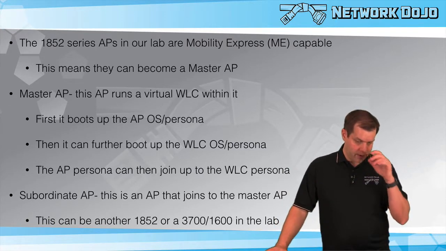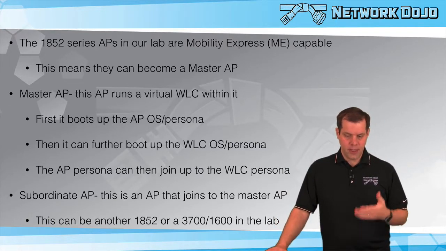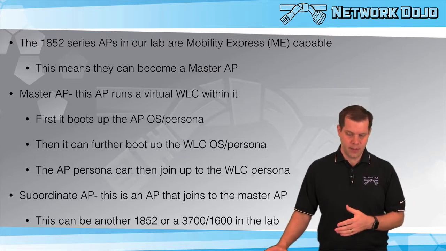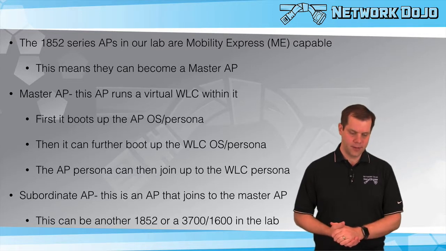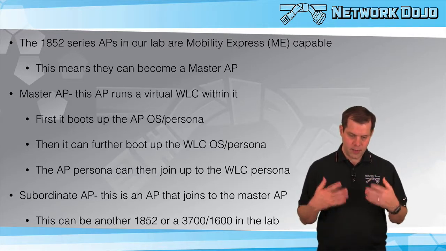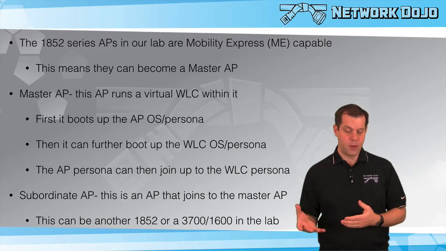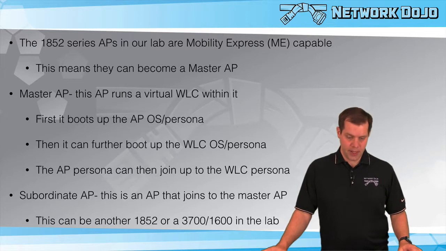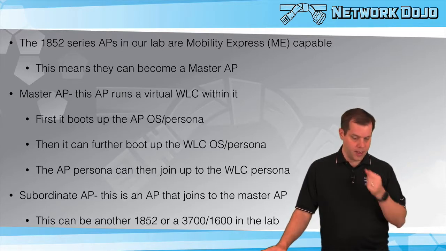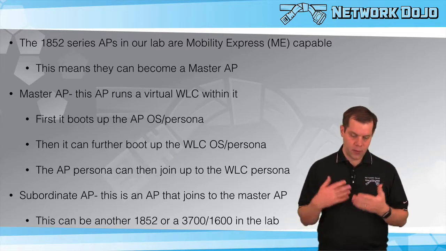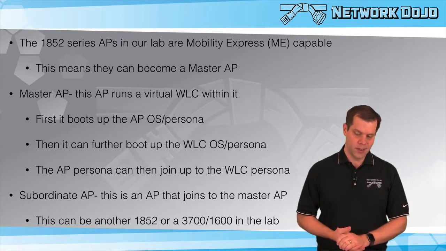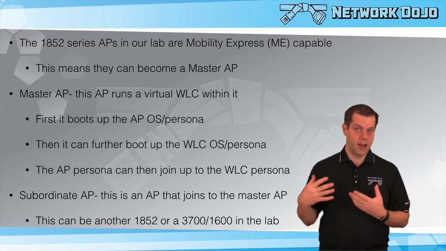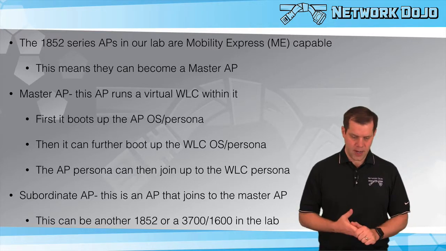So the 1852 series APs in our lab are Mobility Express capable. They don't have to be Mobility Express APs, but they can run Mobility Express code. And when an AP is running Mobility Express code and is Mobility Express capable, it can become something called a master AP. So what's a master AP? This is the AP that runs a virtual wireless LAN controller within it, so it is both an AP as well as a controller in one box.